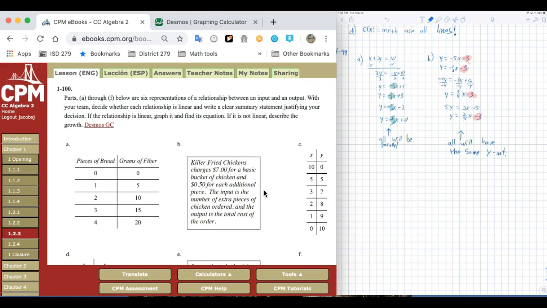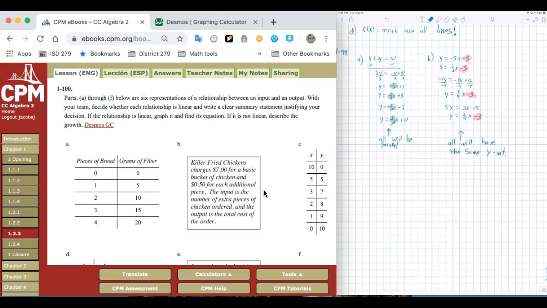Moving to question 100. Parts A through F below are 6 different representations of relationships that contain an input and an output. With your team, decide whether each relationship is linear and write a clear summary statement justifying your decision. If the relationship is linear, graph it and find its equation. If it is not linear, describe the growth.